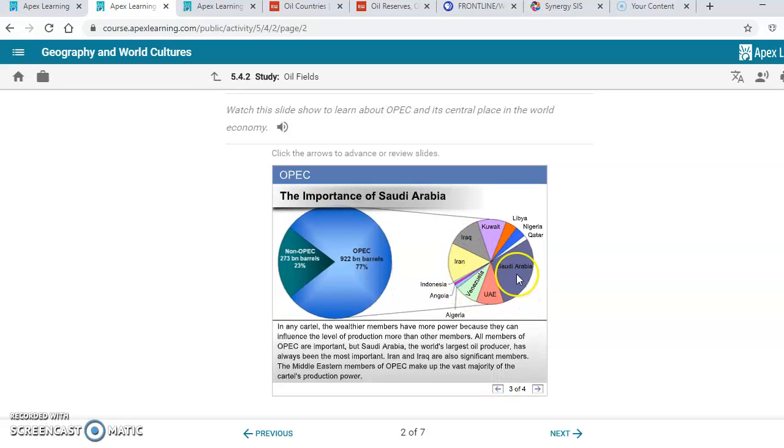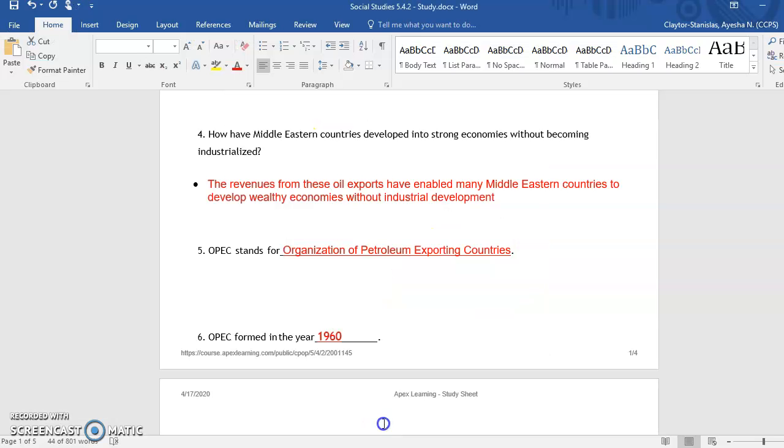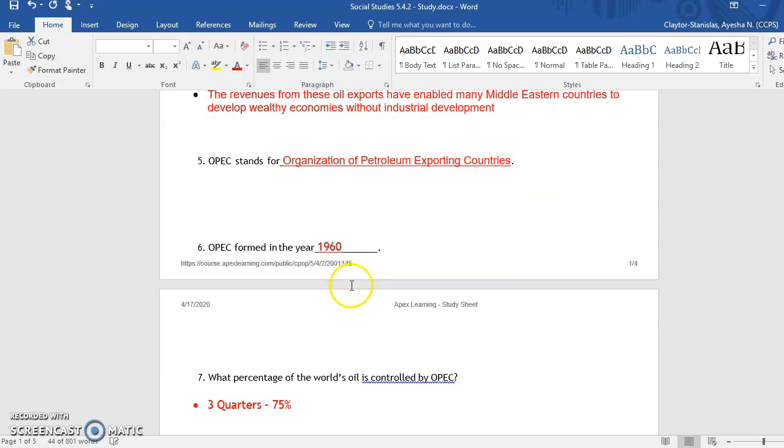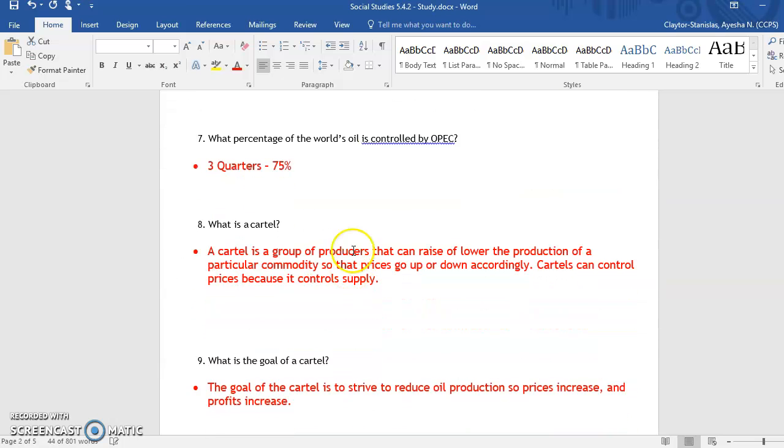These are the leading Middle Eastern countries that OPEC is made up of, the members. And remember, the largest, most important one is which one? Saudi Arabia. Okay, back to our reading. Go back to our study guide. Numbers 3 through 13. Next one, number 7. Looking at that pie graph again, what percentage of the world's oil is controlled by OPEC? 3/4 or 75%. Again, we looked at the pie graph and we could figure that out.